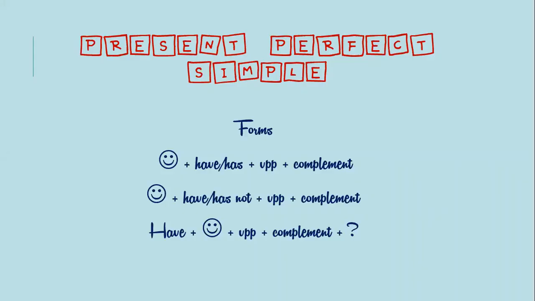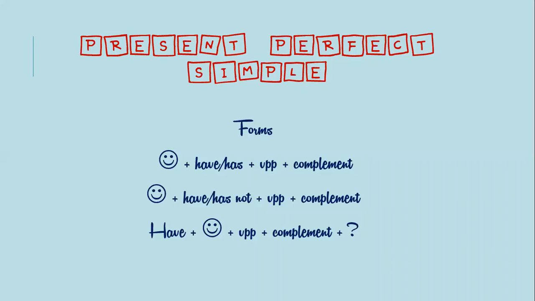Well, the form of the present perfect simple is the subject plus the verb have or has, depending on the subject, and the verb in past participle plus the complement. And if you want to use it in a negative form, you only have to add not after the have or has verb. And here it shows us the form of a question too.